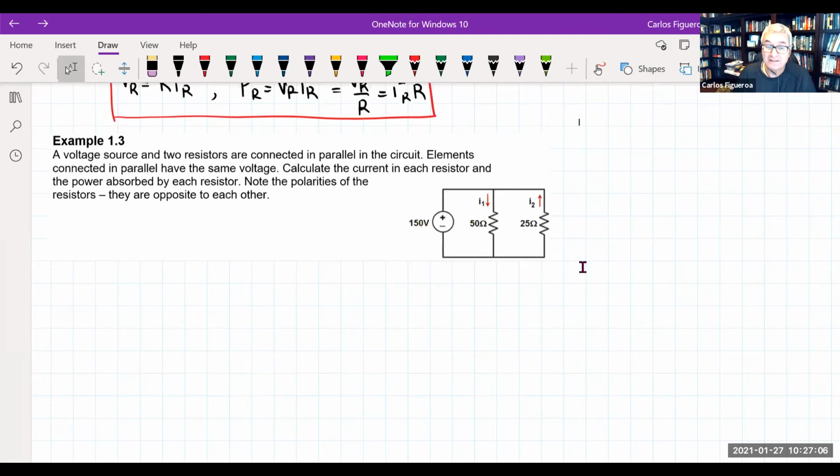So let's start with this example here. This is an example where you're going to say there's something wrong about that.